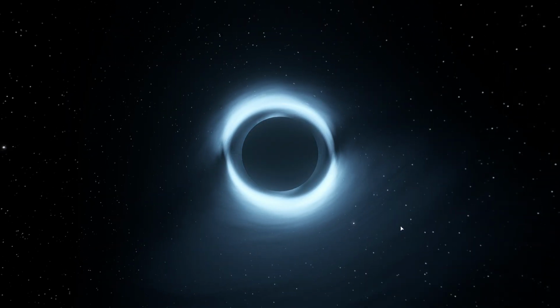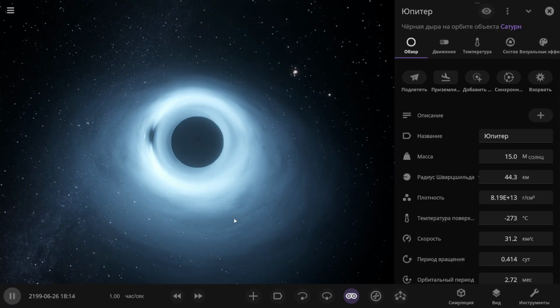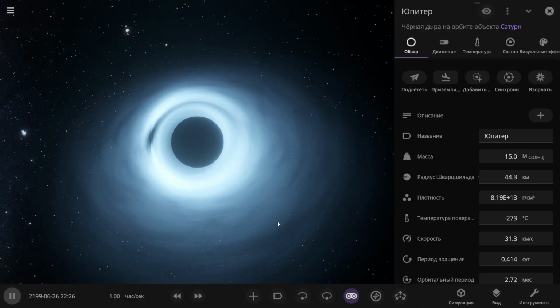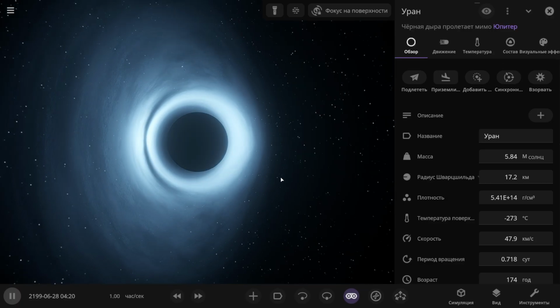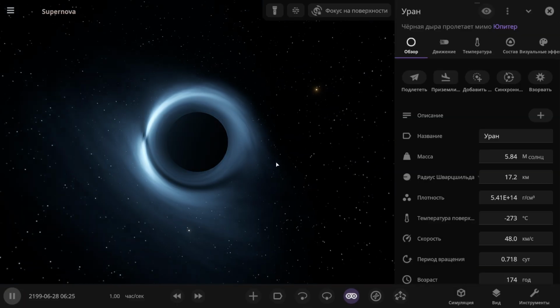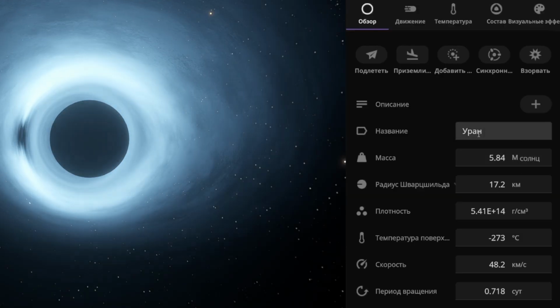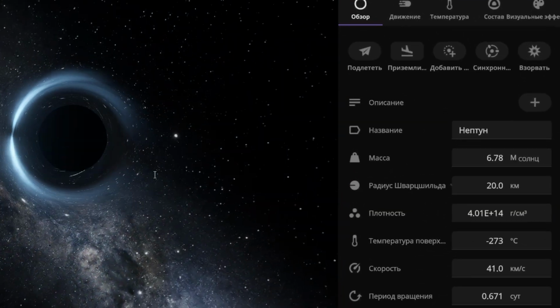Incredible. And it says that the mass of this black hole is 15 times that of the Sun. Jupiter also turned into a black hole with an accretion disk after the supernova explosion. And its mass is also 15 solar masses. This is how Uranus looks, also very similar, but here the mass is smaller, already 5.84 solar masses. And here is Neptune. Its mass is 6.78 solar masses.